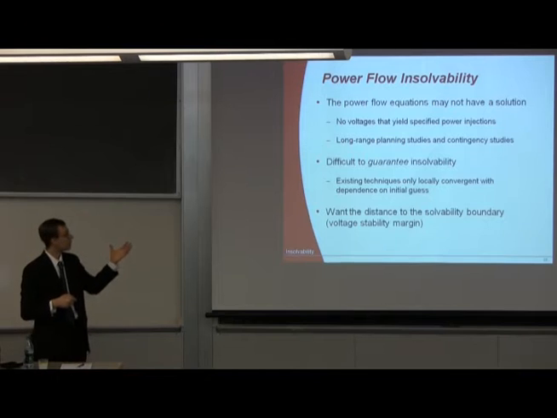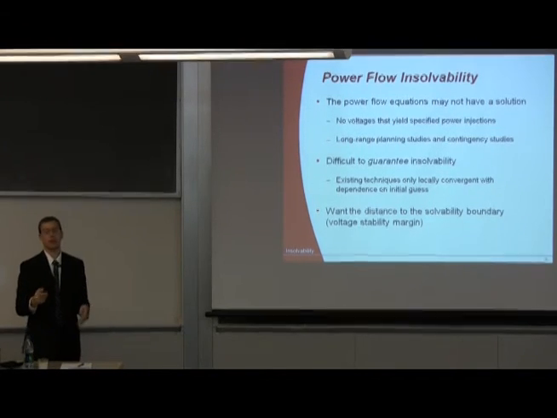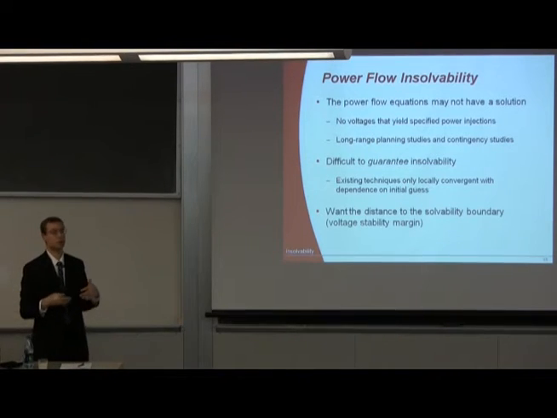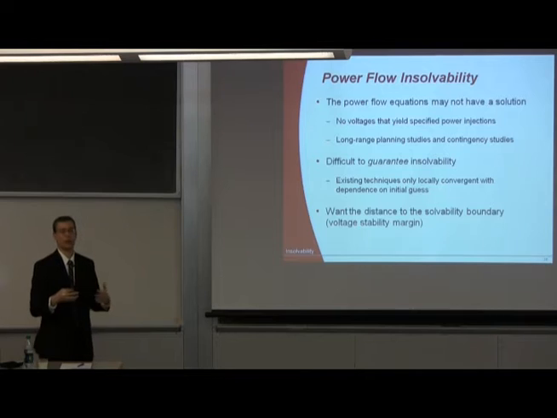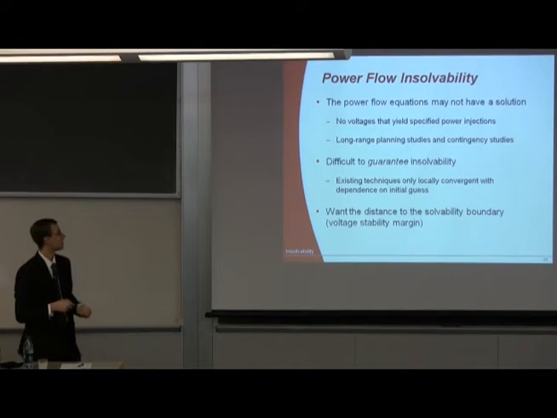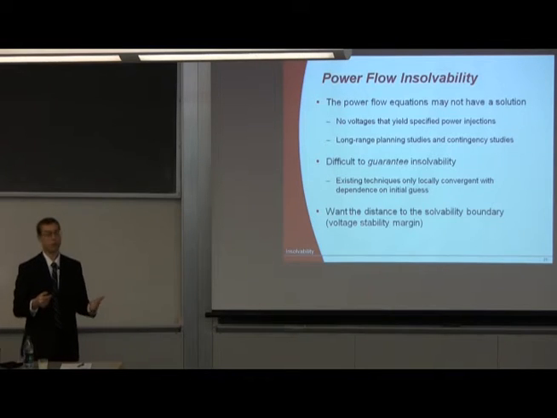And where might we see these? Particularly common in long-range planning studies. In other words, 20 years from now, we project that our loads have increased by however many percent, and perhaps now our existing system can't support those loads. We can also see these in contingency studies. In other words, what happens if we lose a transmission line or a major generating station? Now all of a sudden our system, which was adequate, might not be adequate anymore.